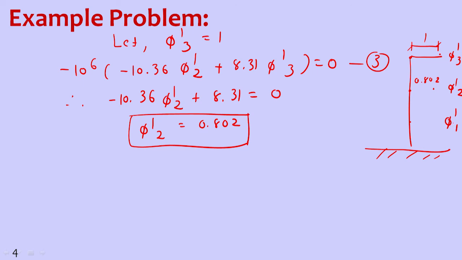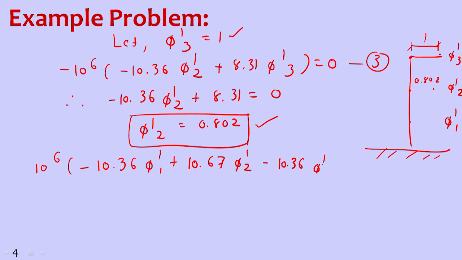Now let us see how to get phi 1 1. In order to calculate phi 1 1, we already have the value of phi 1 3 as 1 and phi 1 2 as 0.802. Now we will substitute these in equation number 2. What is equation number 2? Equation number 2 is nothing but 10 raised to 6 times minus 10.36 phi 1 1 plus 18.67 phi 1 2 minus 10.36 phi 1 3 is equal to 0.